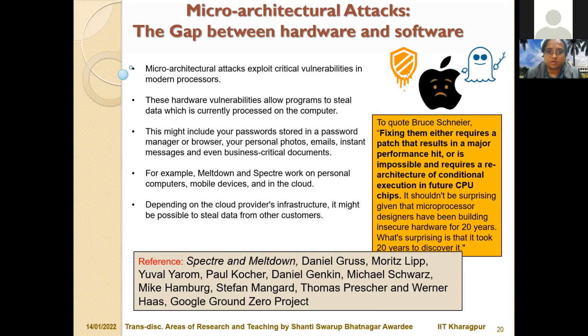Continuing further, the other related area that we are also looking at is microarchitecture attacks, which try to address the gap between security and practice, or rather the gap between hardware and software. Many of us have probably heard about the attack vectors called Spectre and Meltdown, which opened up a very glaring weakness in our modern day computing systems.